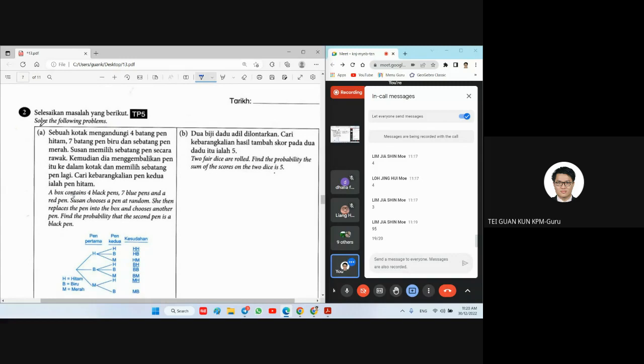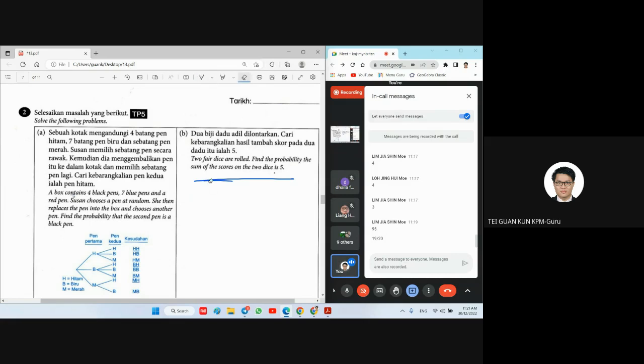Okay, so solve the following problems. Two fair dice are rolled. Find the probability that the sum of the score on the two dice is 5. Okay, so yang ni awak boleh buat macam tadi lah. Tree diagrams. You boleh buat tree diagrams macam ni. Tapi tree diagram leceh sikit. So lebih baik kita buat jadual. Table. Table lebih senang. Okay, kita buat table.